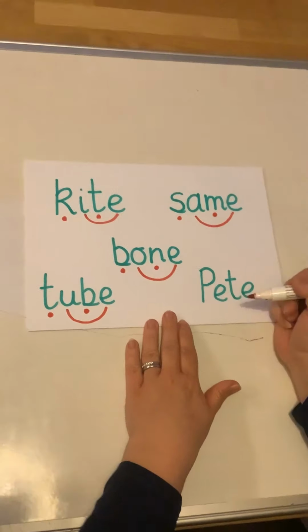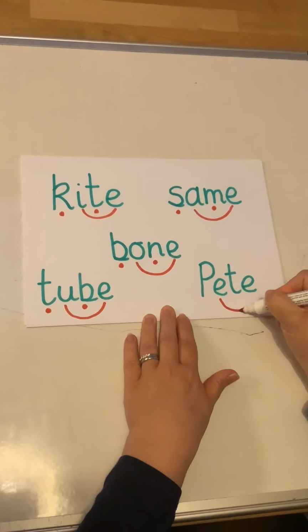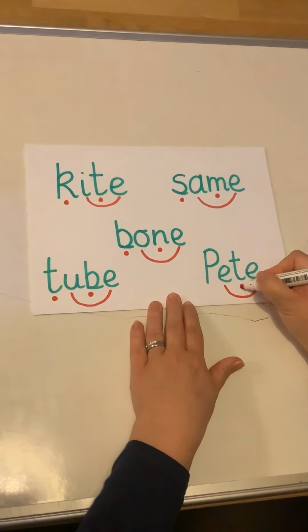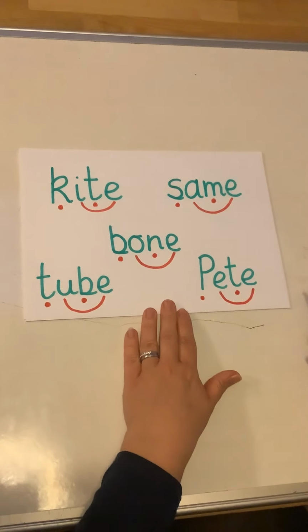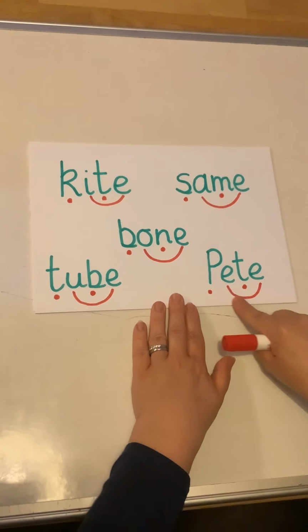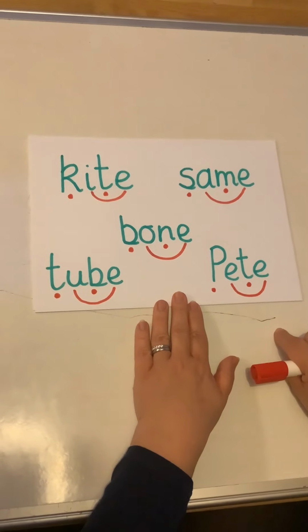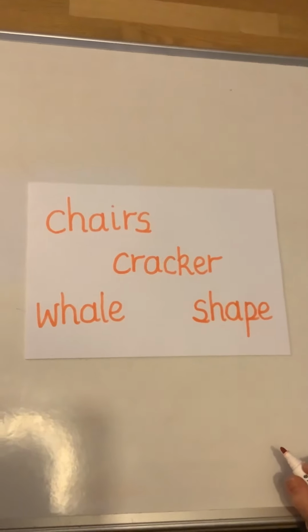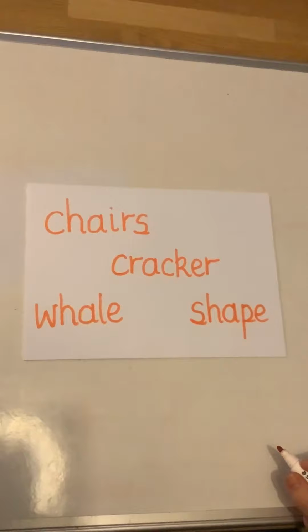Let's have a look at this one. We've got split digraph e, draw on our beans, and we read that word, Pete. Remember, some words will contain more than one digraph or trigraph.